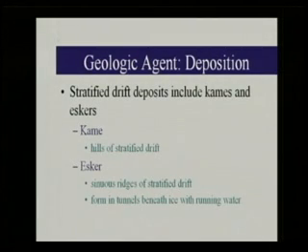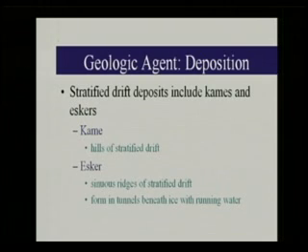Now, stratified drift are those deposits that are modified by meltwater, running water, because glaciers do not sort. I can't stress that enough. Glaciers simply melt and the ice deposits the rubble. But stratified drift involves meltwater, running water. These deposits include kames and eskers. A kame is a hill of stratified drift, whereas an esker is a sinuous ridge of stratified drift.